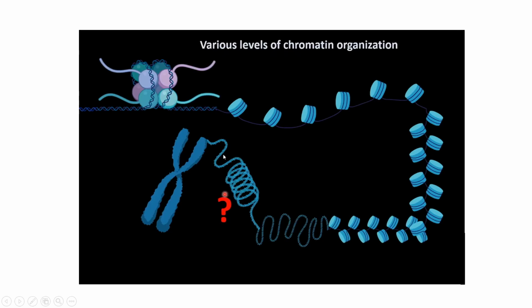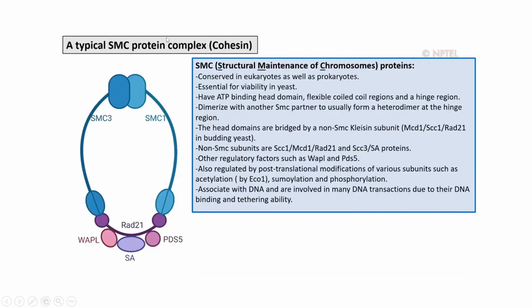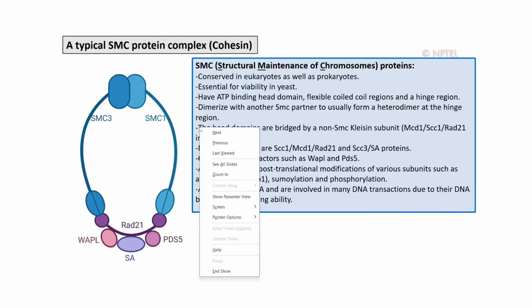What are the proteins involved over there? We will see that protein now. That protein is called cohesin, and condensin. So let's take a break for 5 minutes, and then we will start how cohesin plays a role in condensation. Cohesin and condensin play a role in condensation of the DNA molecule. Okay, so let's take a 5 minute break.